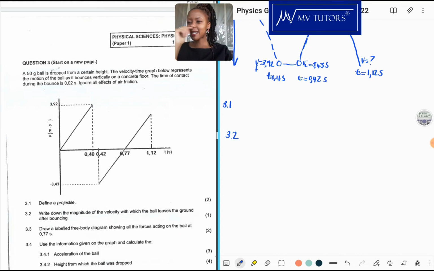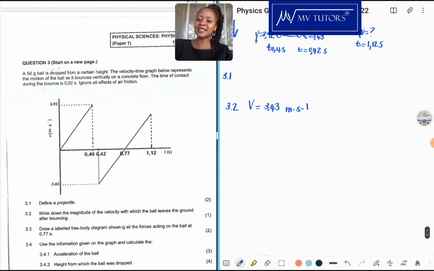So it says, write down the magnitude of the velocity with which the ball leaves the ground after bouncing. Okay, we've already talked about it. That's basically 3.43 meters. But my goodness, did I write seconds over there? That's velocity, so that's meters per second. Okay, and that's actually a small v. Now it looks like I'm talking about volume.